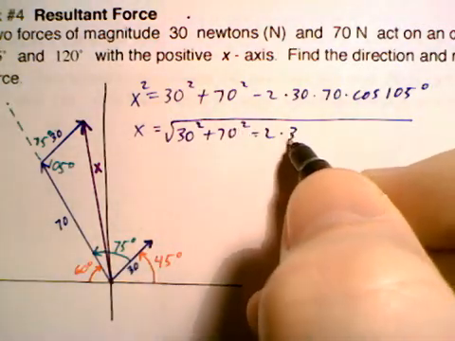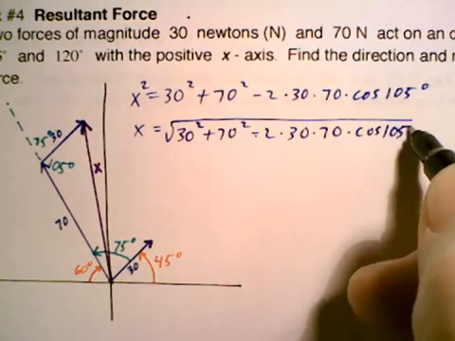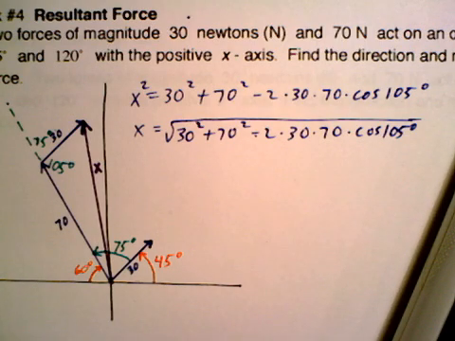But anyway, the square root of all this stuff in here, and I didn't do this already, so I'm going to have to do it for the first time, I guess I should say. 30 squared plus 70 squared minus 2 times 30 times 70 times the cosine of 105. And just give yourself a quick double check that you're in degree mode. And I am doing that same thing here. So yes, I am in degree mode.